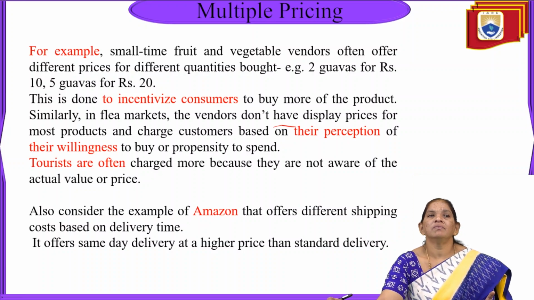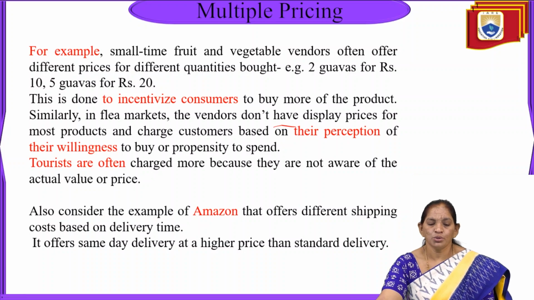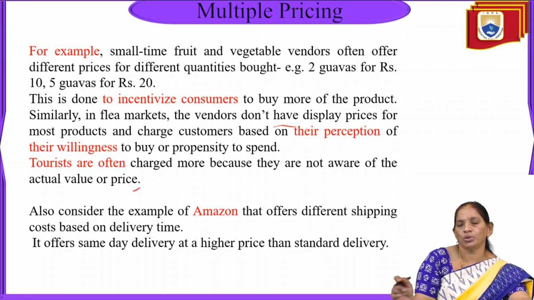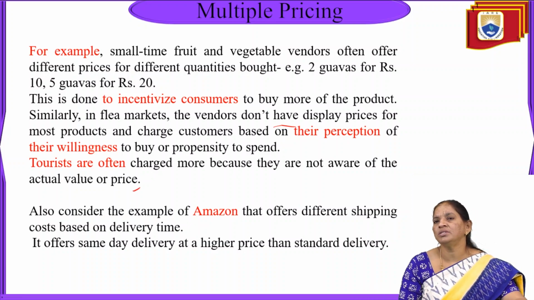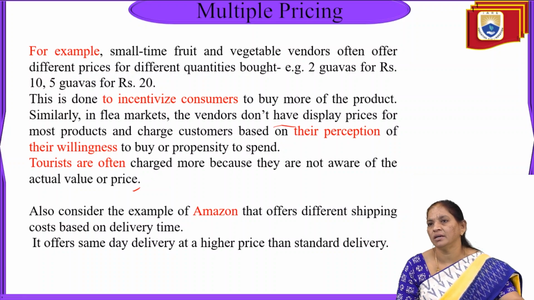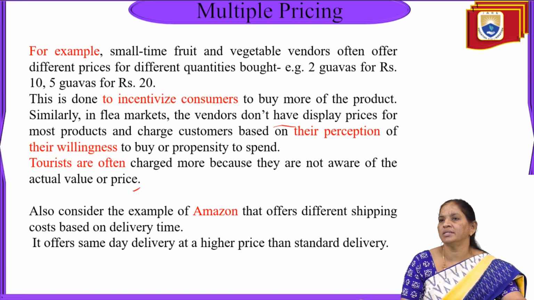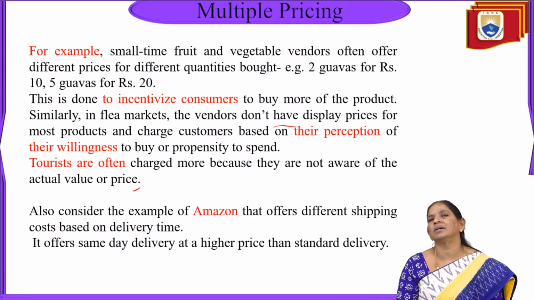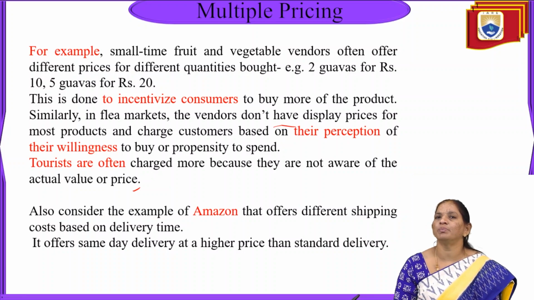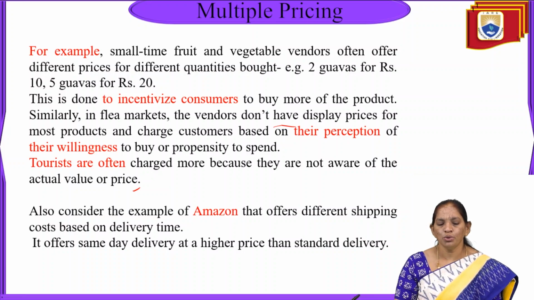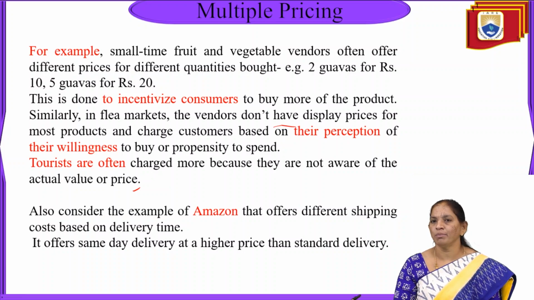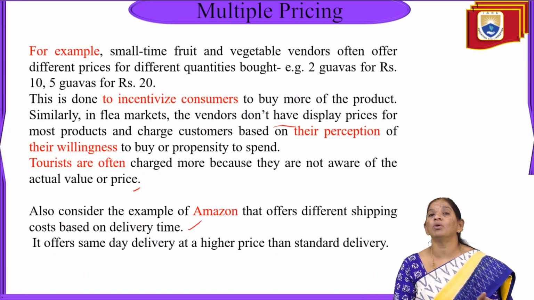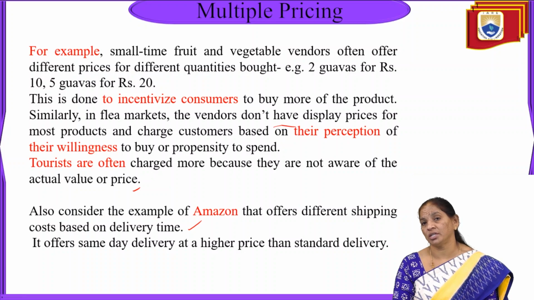Another example is a tourist, who is often charged more because they are not aware of the actual value or price. The tourist doesn't know what the actual price is in that area. So when they come as a tourist or with a guide, the people there, like hotels or toy sellers, will sell at higher prices. We also have another example like Amazon, which offers different shipping costs based upon the delivery timings. If you want the fastest delivery, Amazon will charge one type of price.